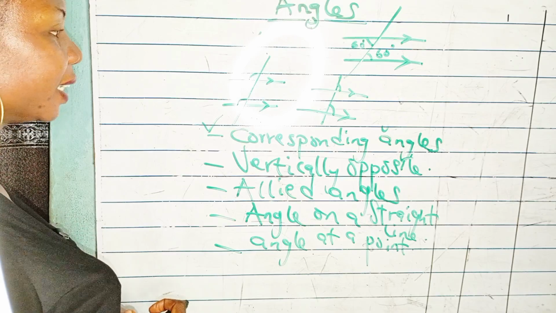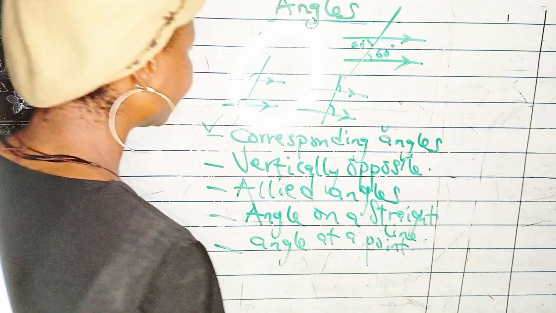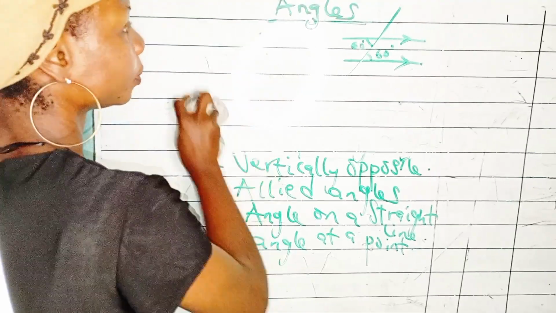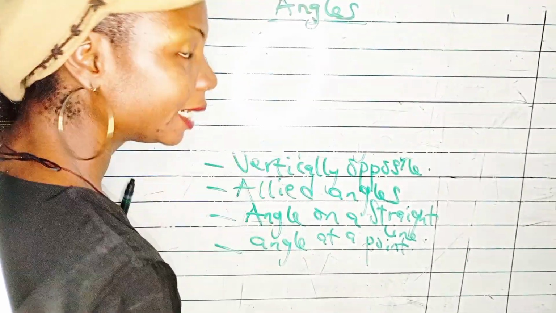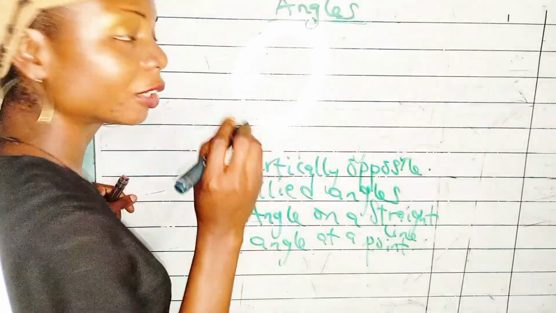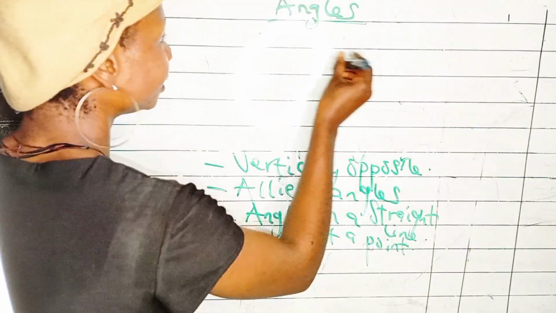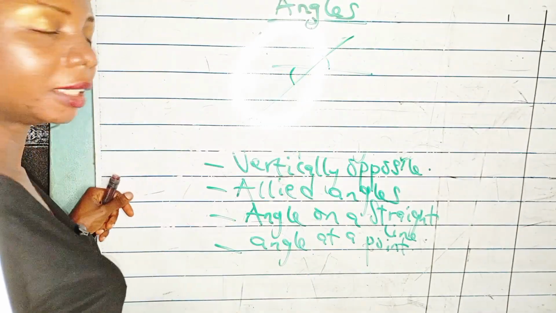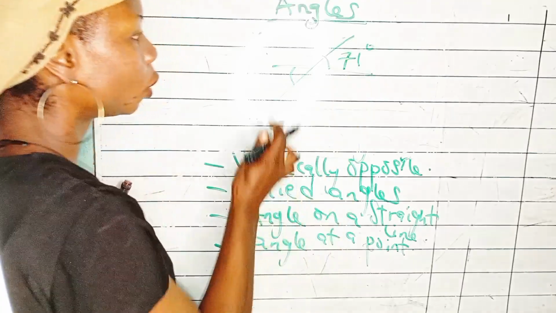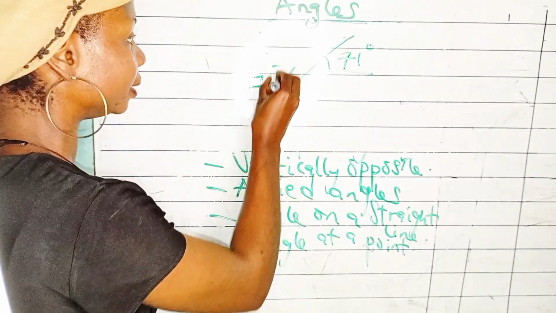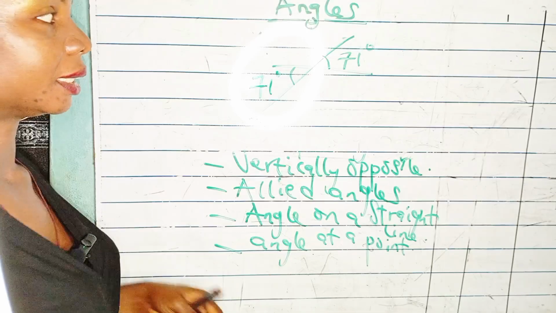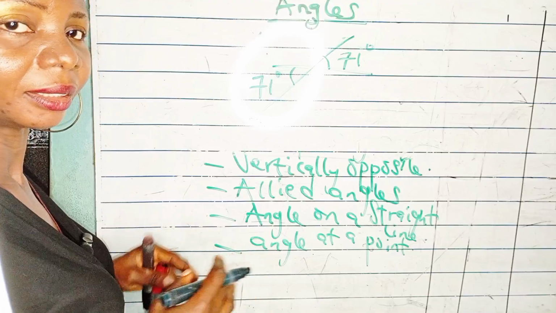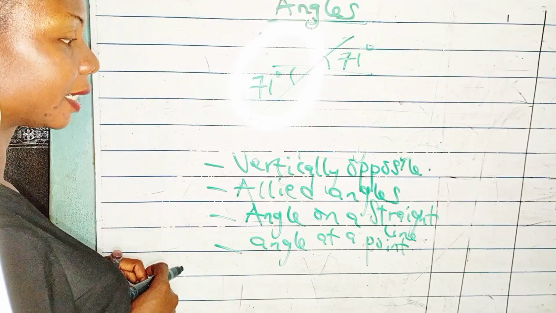So we also go to what we call vertically opposite angles. Vertically opposite angles are equal. Example, when you have two lines like this, this angle is vertically opposite to this. If this angle is 71 degrees, automatically this angle is also 71 degrees. They are vertically opposite, facing each other. They are equal.